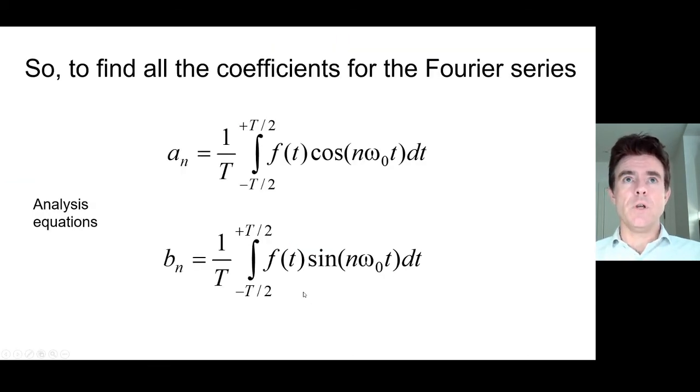Okay, so therefore to find any of the coefficients for the Fourier series, these are the Fourier analysis equations that we need to use. So we've got our real periodic function f of t, we multiply it by the term for which we wish to find the coefficient. So if we're trying to find the amount of cos n omega naught t that's present in f of t, then we multiply f of t by cos n omega naught t. Take the definite integral, divide by the range of integration, that will deliver a_n. And exactly the same procedure holds for the sine terms.